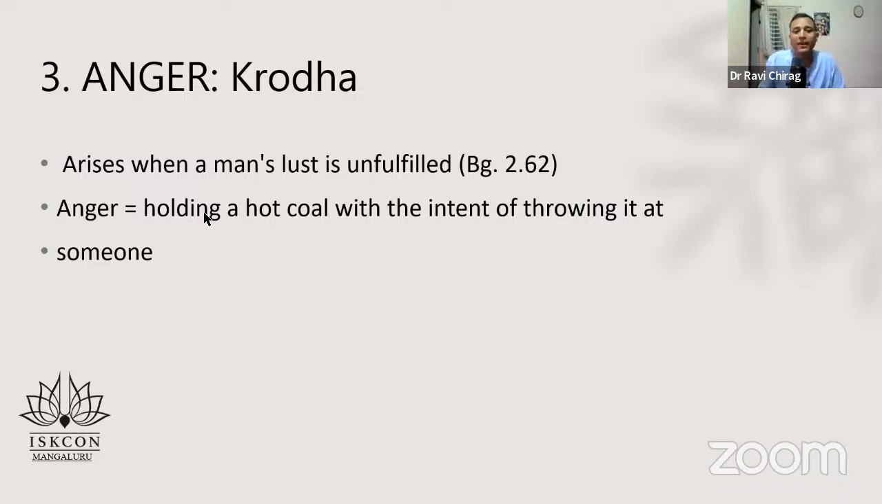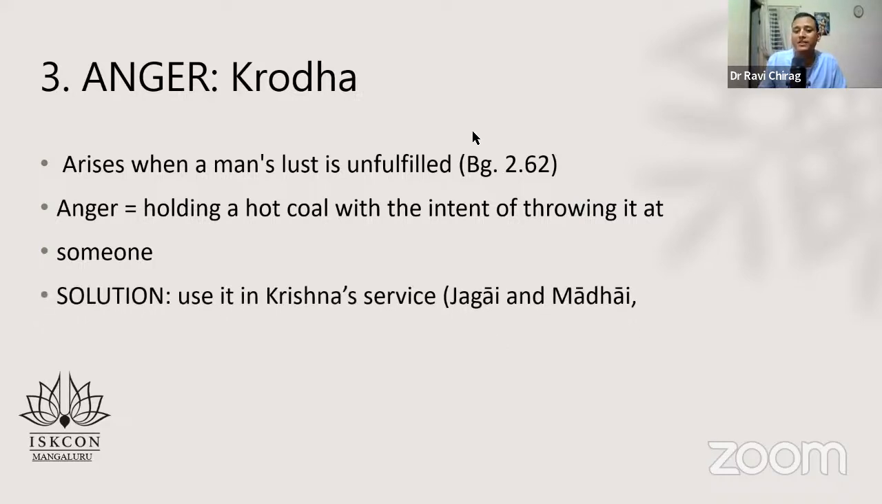So anger means holding a hot coal with the intent of throwing it at someone. That's why Chaitanya Mahaprabhu says that we should not be angry. We should control the anger. The solution is to use it in Krishna's service, like Jagai Madhai, like Hanumanji and Arjuna. Two things are there now. When someone is insulting us, what should we do? Should we become angry and insult back? No. Chaitanya Mahaprabhu says at that time, Trinadapi Sunichena. Become a humble person. We should not be agitated when someone is insulting us. Humility comes from there. That is the real meaning of humility.